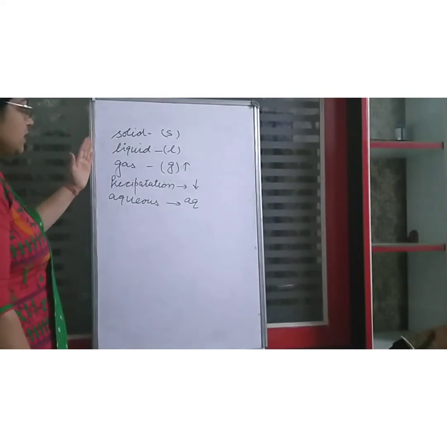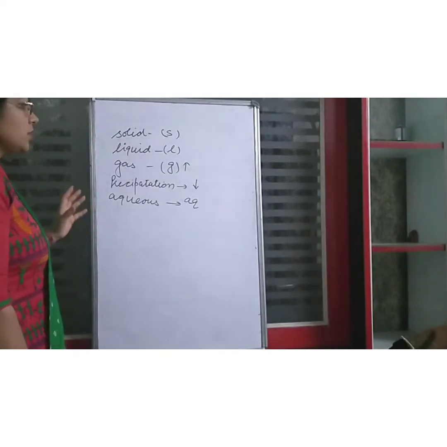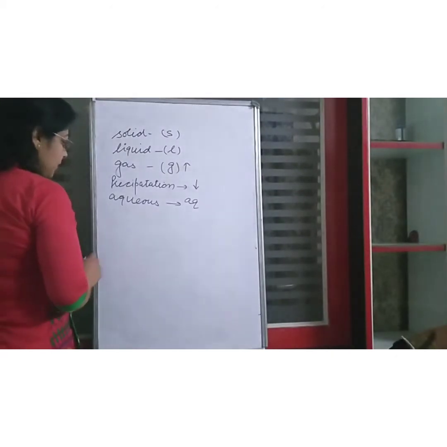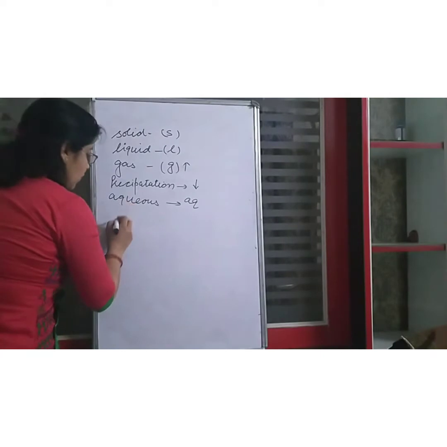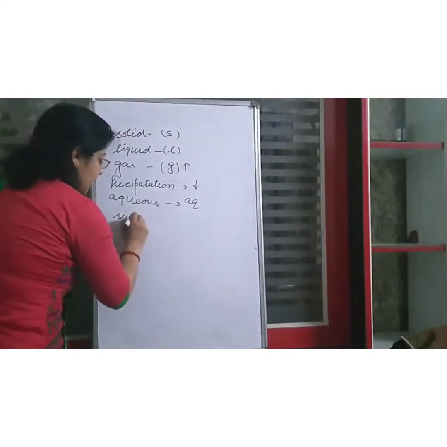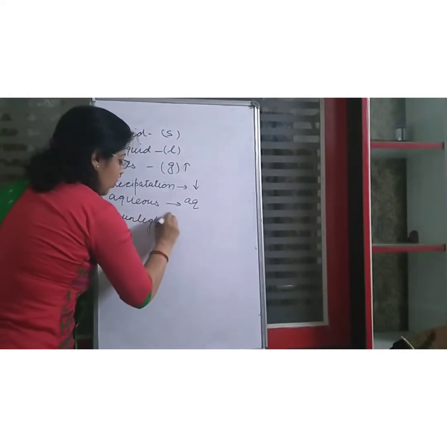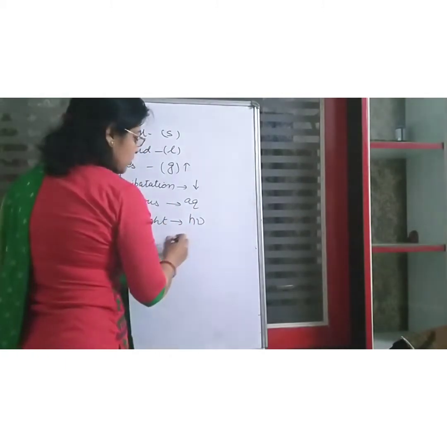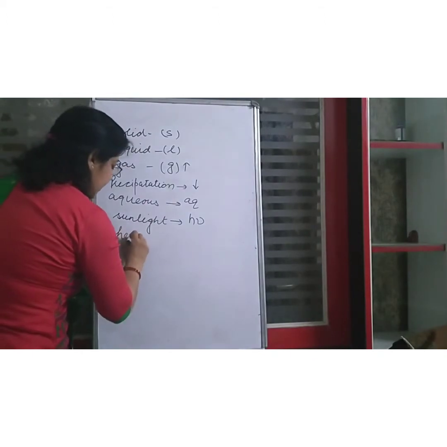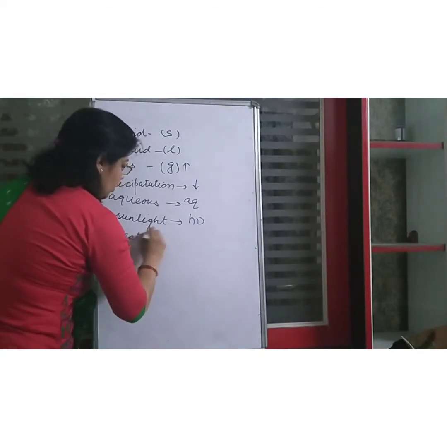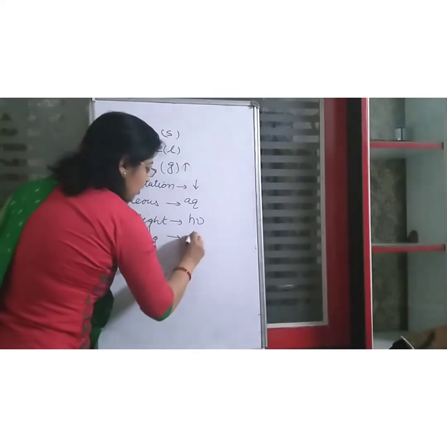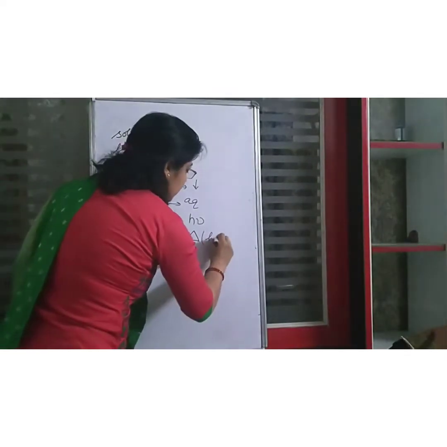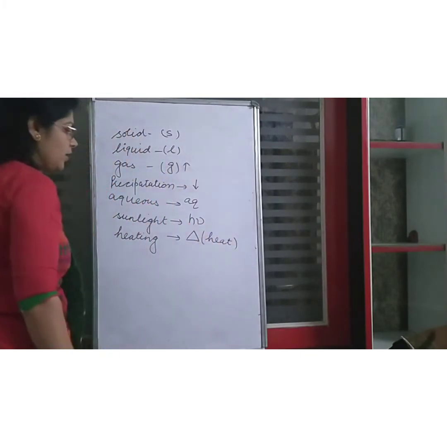Along with these symbols we use some information on the arrow. For example, for sunlight we use h nu, or for heating we use the sign of triangle, or we should write heat on the arrow.